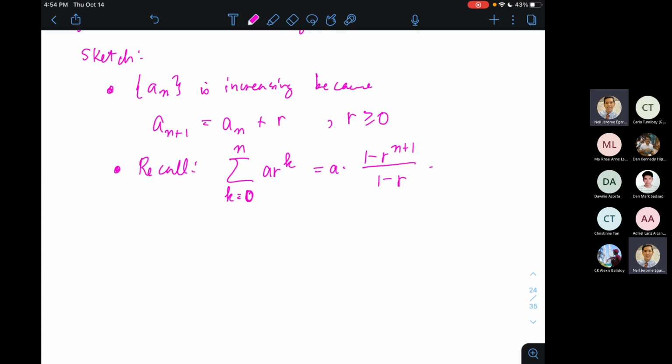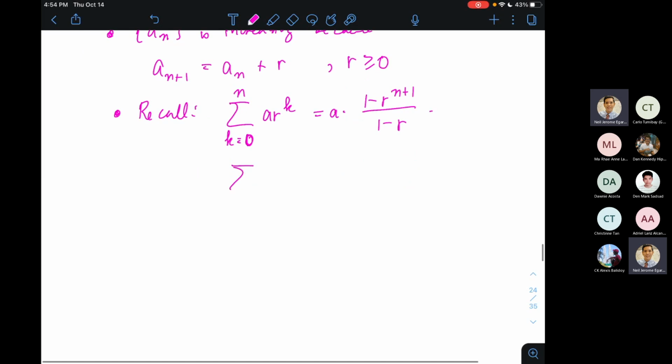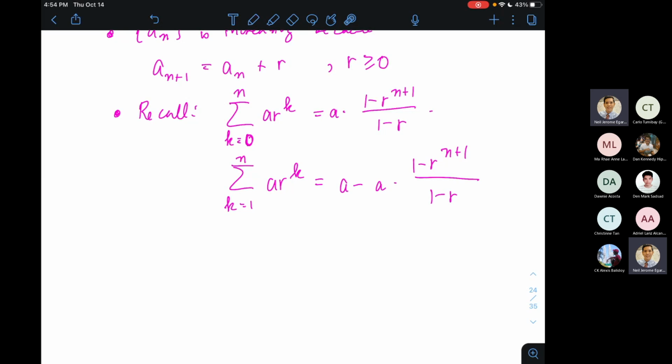Okay, I think this is right. Okay. So ito yung geometric sum, or kung nagsisimula ka kay 1, kasi nagsimula kay 1 yung mga a sub n's natin, magiging sum of a to the r^k, ito ay magiging a minus a times (1 minus r to the n plus 1) over 1 minus r. Kasi binawas lang natin yung corresponding summand kapag si k ay 0, which is a times r to the 0, which will become a. All right? So ito yung sum niya.